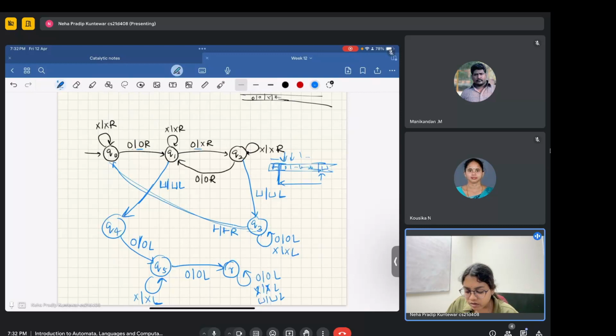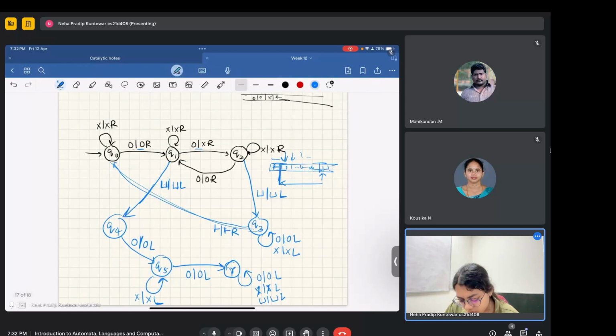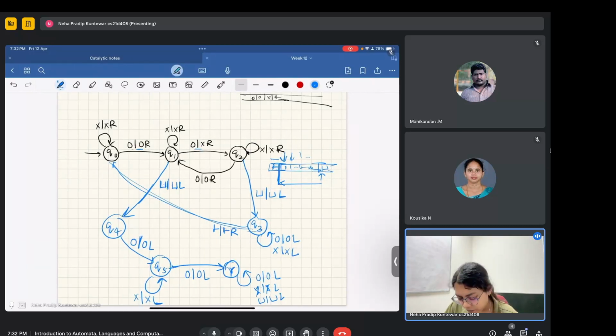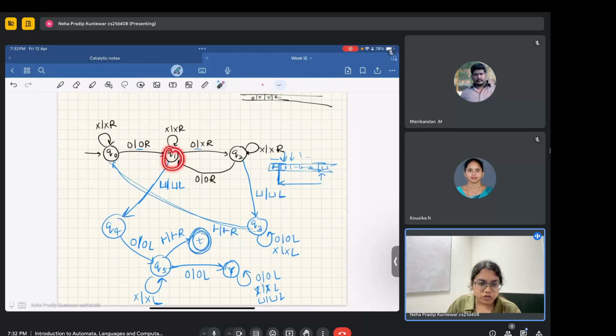And if we never reach q5, that is, there is no occurrence of any more zeros, then you will reach the left hand marker, and from that point we should accept. So this is the special accept state. Basically, here we know that the number of occurrences is odd, but is it equal to 1 or more than 1? If it is more than 1, it goes to the reject state. If it is equal to 1, then from q5 it goes directly to the accept state.